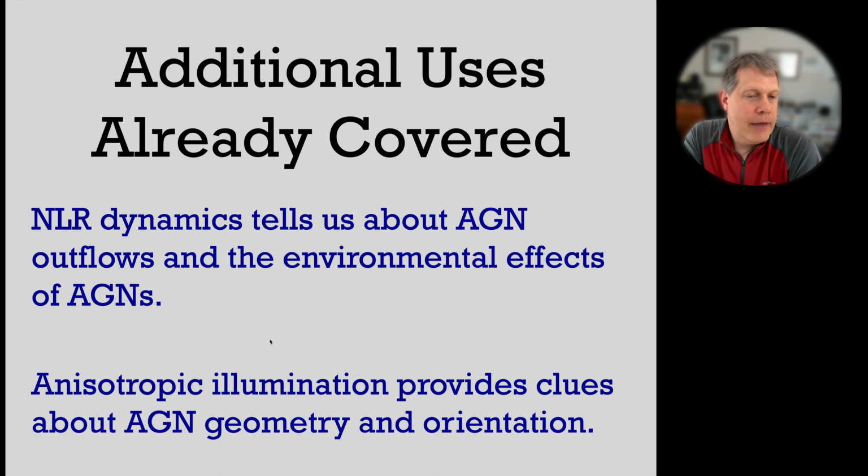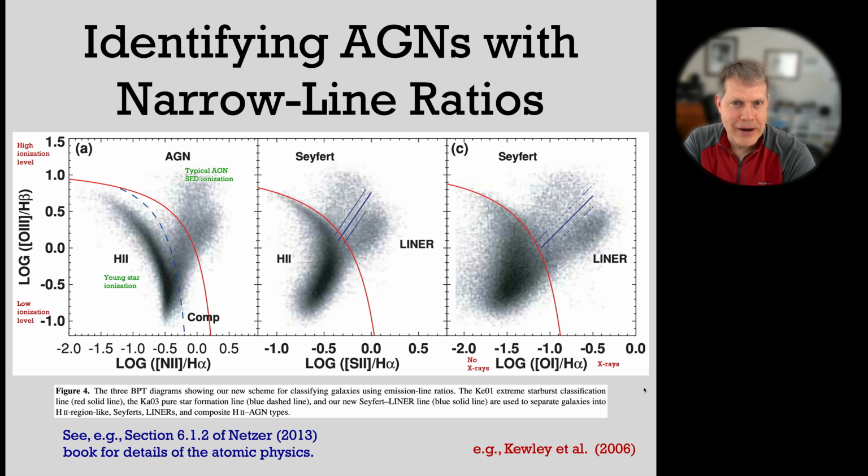Okay, and then finally, in terms of utility, as we've already talked about in the case of ionization cones, for example, the anisotropic illumination also, of course, provides valuable clues about AGN geometry and orientation. You can see that there's a small-scale collimator of the ionizing radiation. You can see that collimator often lines up with the direction of the radio jet. So it gives you important clues about AGN geometry and orientation, which is quite nice. So, the NLR has a lot of very valuable uses.